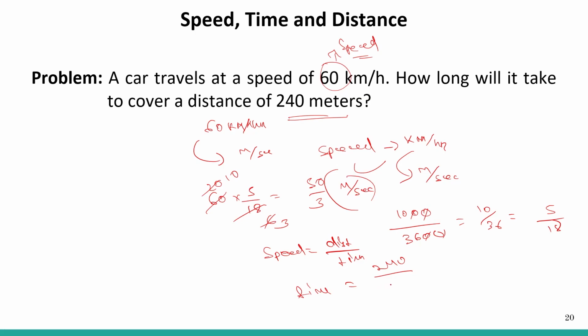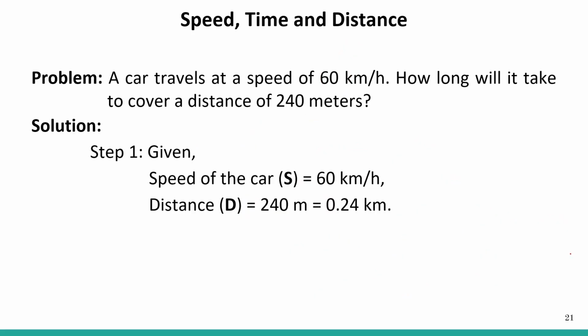So the speed will be what? 50 by 3, right? So this is equal to 240 into 3 by 50. Cancelling a 0 out, what we are left with is 3 into 24. It will be 72 by 5. So 72 by 5 seconds. Given that the speed of the car is this much.